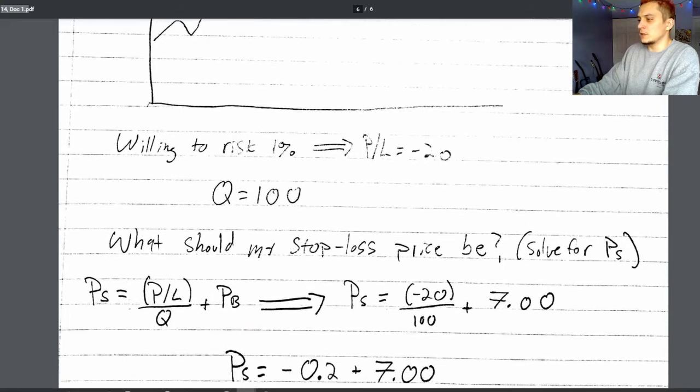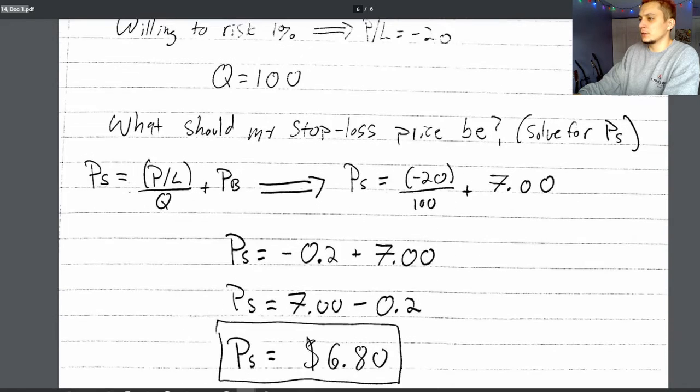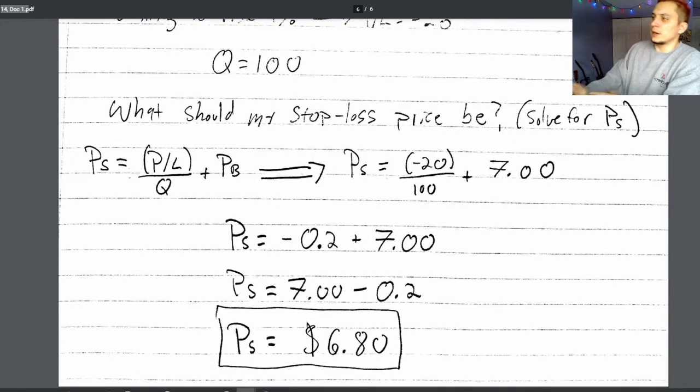We would use our P sub S formula, plug in our numbers. Our loss would be -20 divided by 100 shares plus our entry price of $7. That simplifies down. -20 divided by 100 is -0.2. Adding a negative is the same as subtracting. So it would be our entry price minus 0.2, or 6.80.